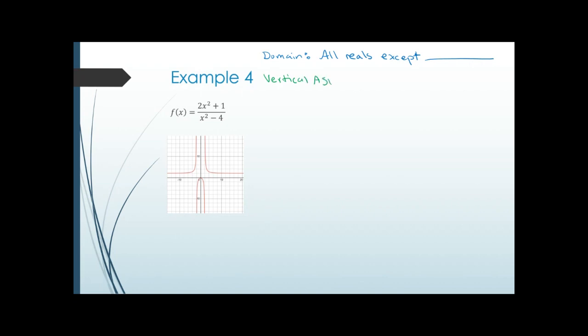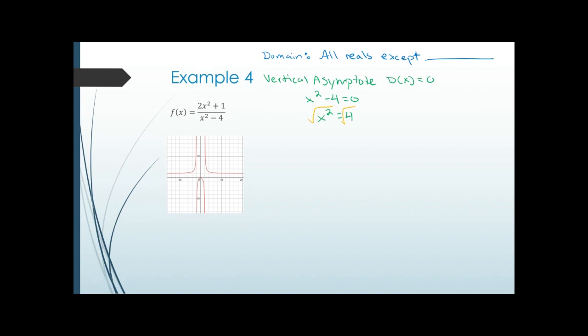So vertical asymptote, that is where your denominator is equal to 0. So we have x squared minus 4 equal to 0. So now we're solving a quadratic equation. This is one that we can solve by taking square roots. So I can add 4 to both sides, which gives me x squared equals 4. Then I'm going to take the square root of both sides.